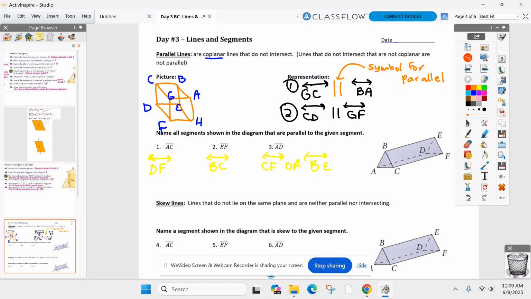Parallel lines have to be in the same plane and do not intersect. This next one I think is the toughest one we're going to do out of yesterday and today, and it is skew lines. First, how about this definition: lines that do not lie on the same plane. They can't be on the same plane. Here's the part that gets confusing. Those lines can't be parallel, and they can't intersect. What the heck is left, right?